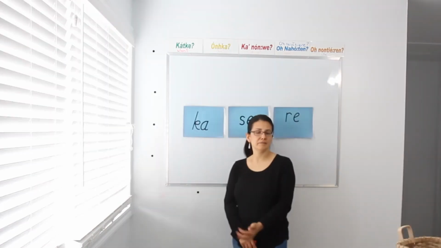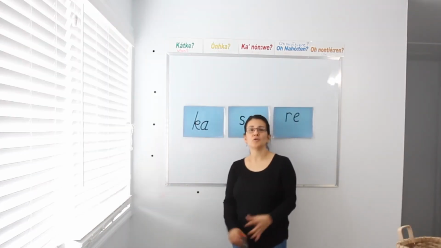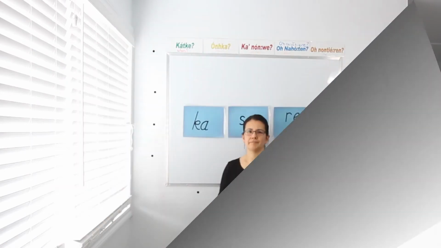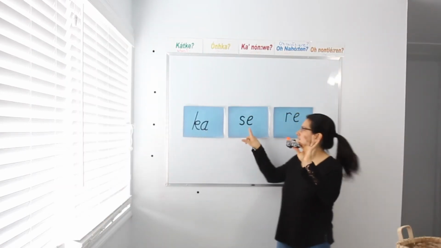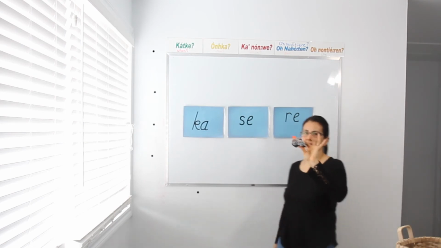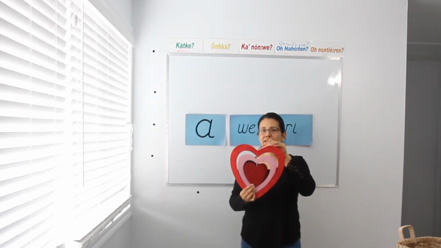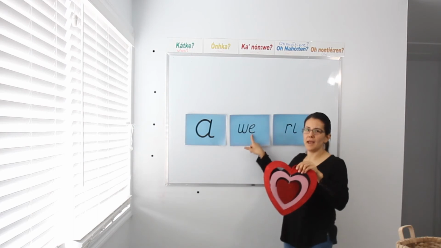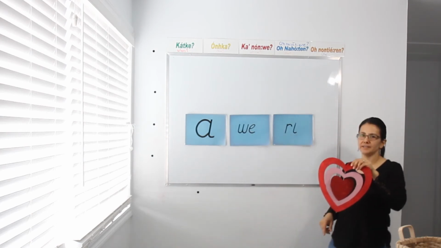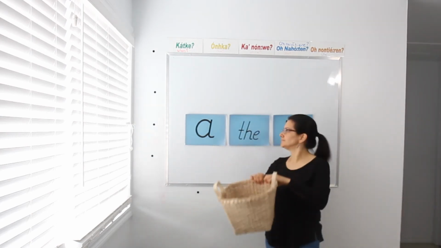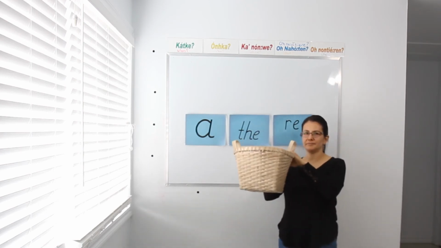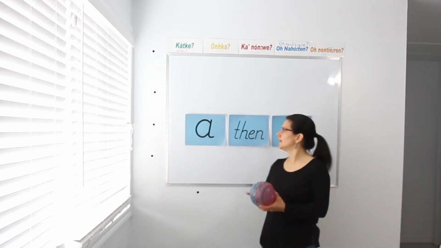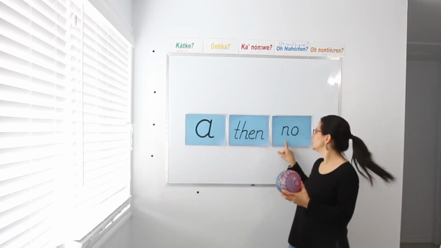Now we're going to take some of the sounds from the sounds chart and incorporate them to make words. Gazere. Ga, ze, re. Gazere. Aweri. A, we, ri. Aweri. Atere. A, te, re. Atere. Atano. A, ton, no. Atano.